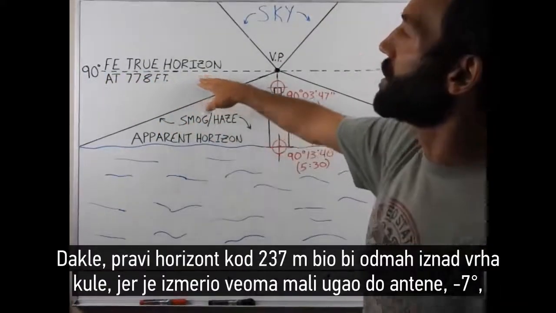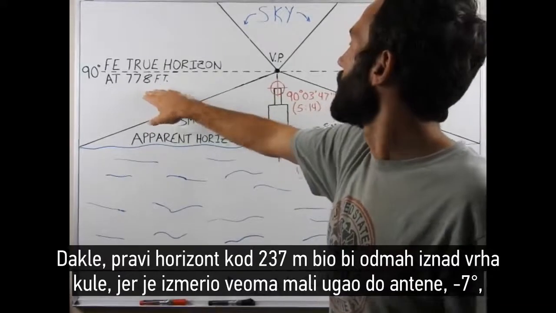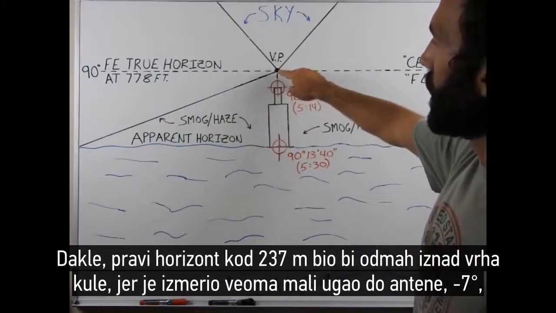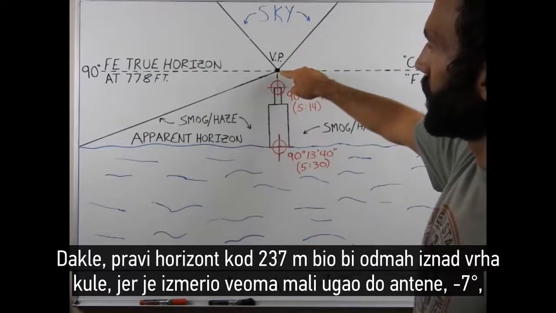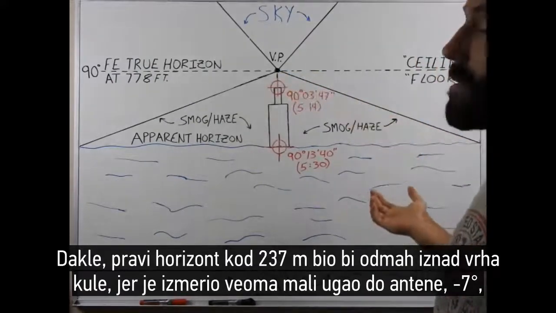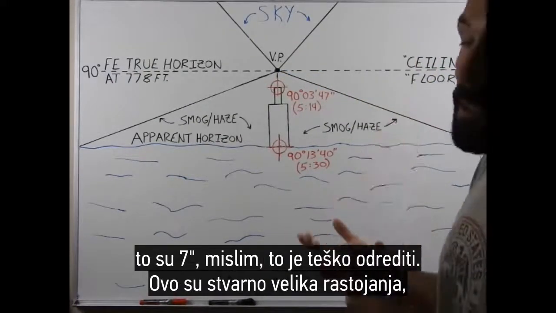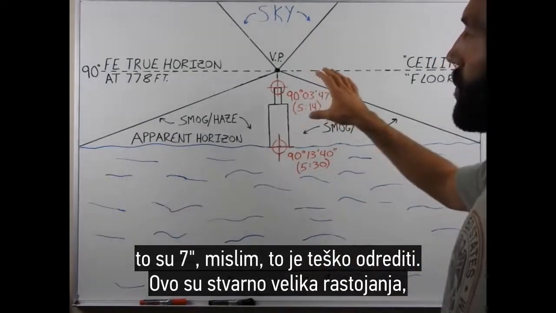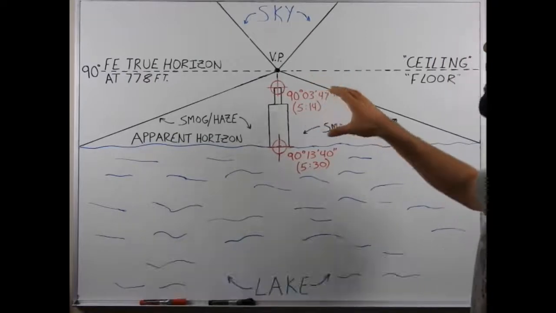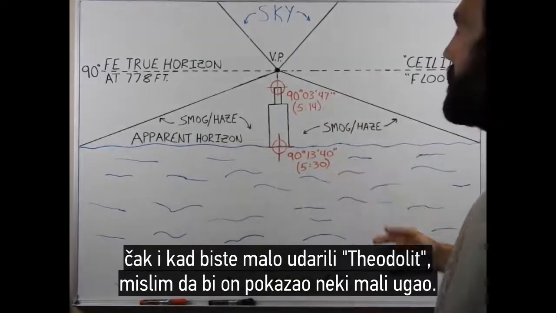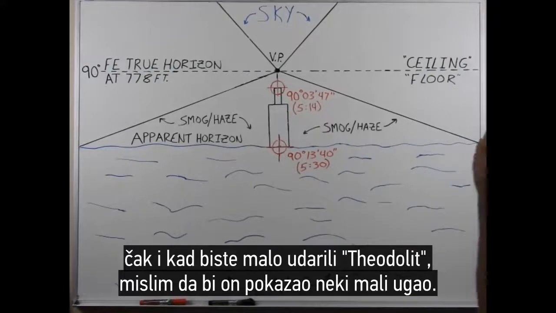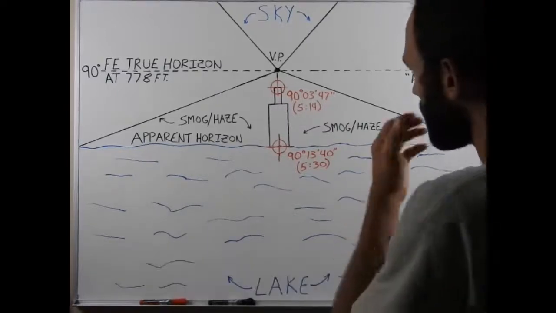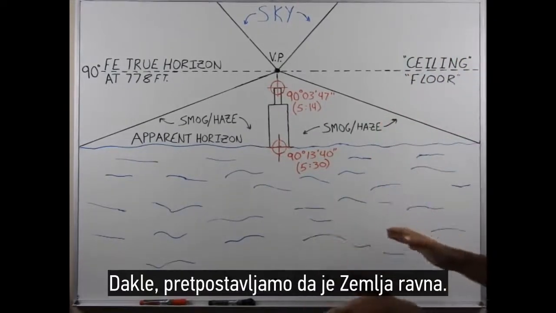So the true horizon at 778 feet would be just above the top of the tower, because he measured a very small angle to the antenna, negative 7 seconds, which is tough to say. I mean, these are really far distances. I mean, to even bump that theodolite, I imagine would give you some type of very small angle measurement. Okay. So, assuming a flat Earth.